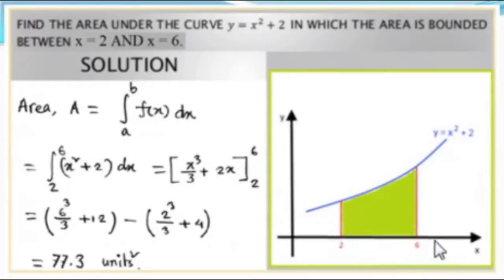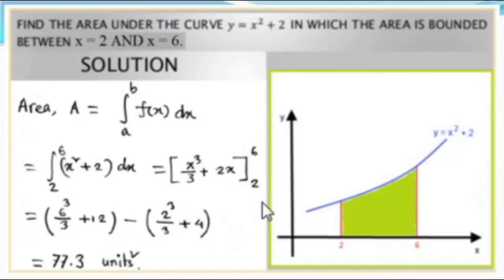b is the upper bound of the region, that is x equals 6. So 2 to 6, what is f of x? f of x is x square plus 2. Now you integrate and apply the upper limit and lower limit, and you will get the area of this region is 77.3 unit square, as the unit of area is square unit. That's why we have to apply unit square.